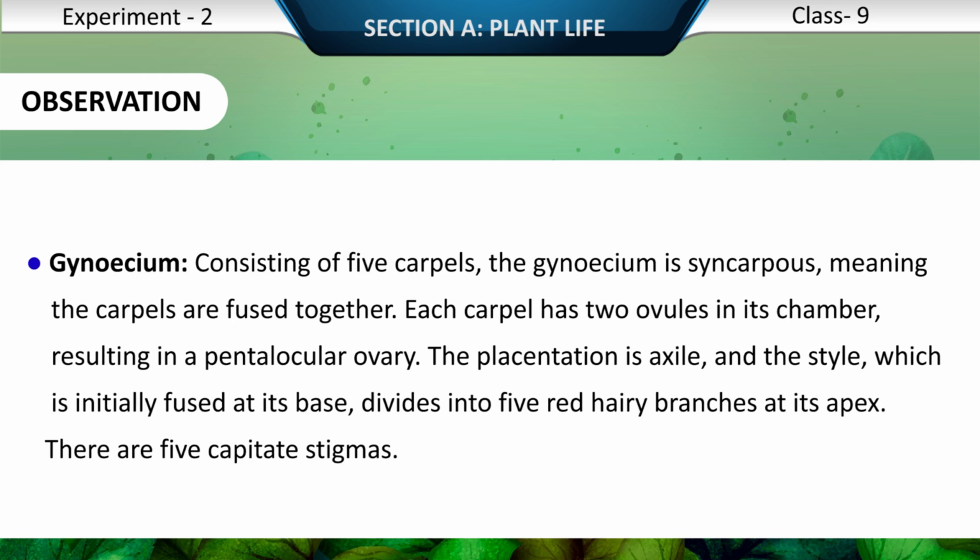Gynoecium. Consisting of 5 carpels, the gynoecium is syncarpous, meaning the carpels are fused together. Each carpel has 2 ovules in its chamber, resulting in a pentalocular ovary. The placentation is axile, and the style, which is initially fused at its base, divides into 5 red hairy branches at its apex. There are 5 capitate stigmas.